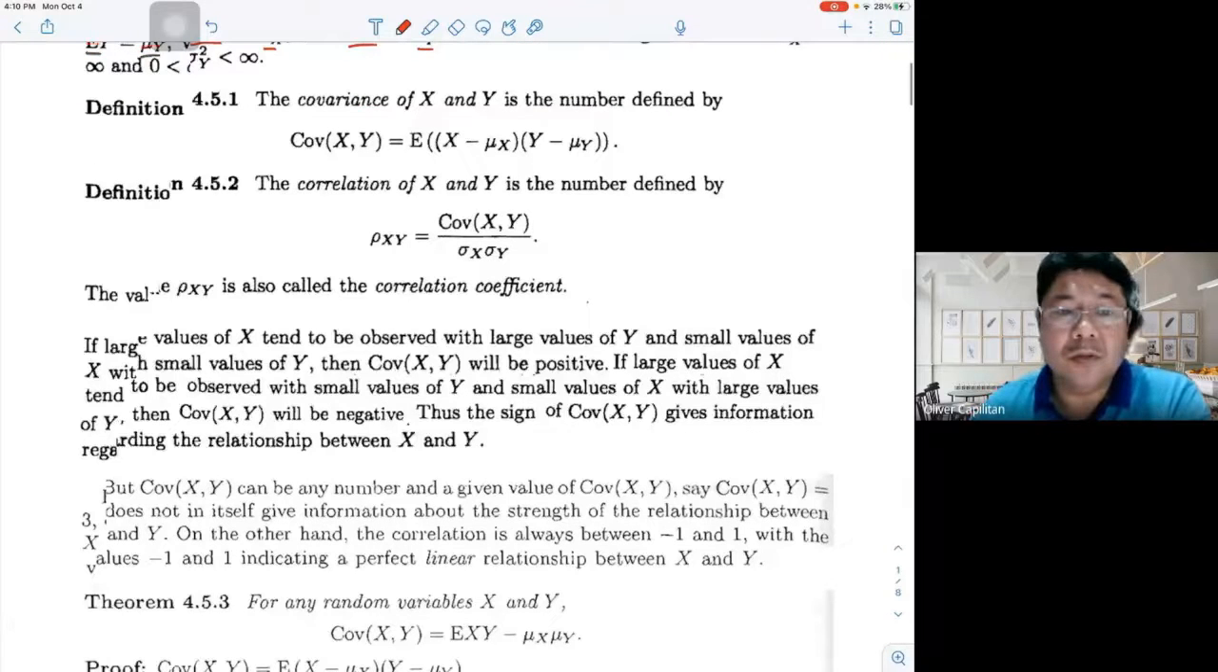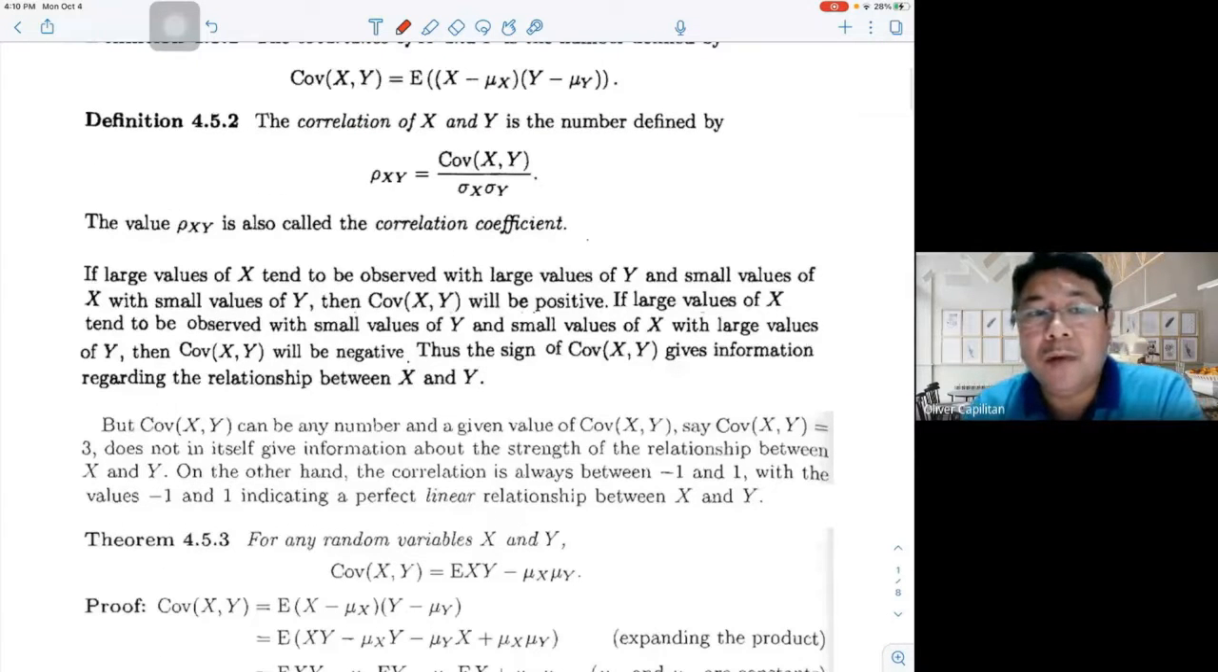With regards to these two definitions, we have the following remarks. If large values of x tend to be observed with large values of y, and small values of x with small values of y, then the covariance of x and y will be positive. If large values of x tend to be observed with small values of y, and small values of x with large values of y, then the covariance of x and y will be negative. So for the covariance, the sign is very important.